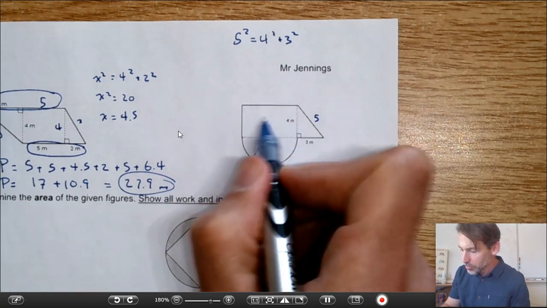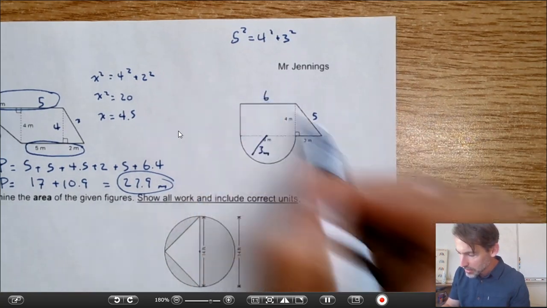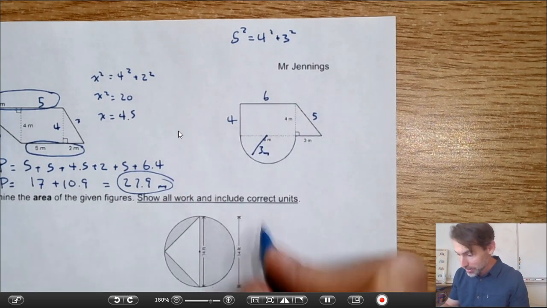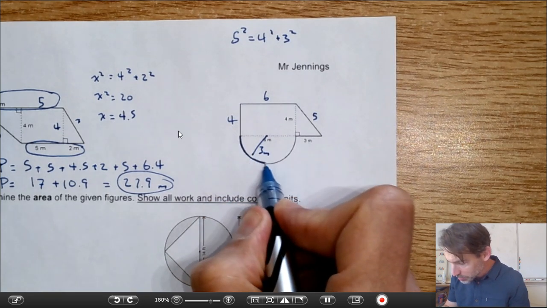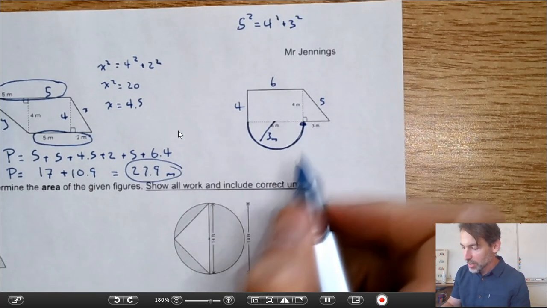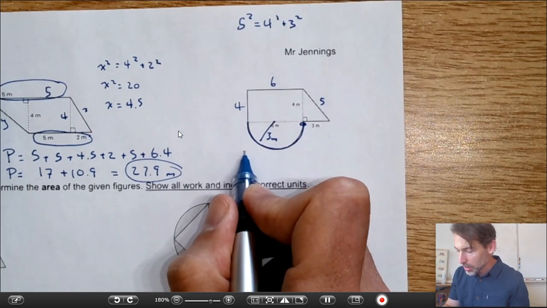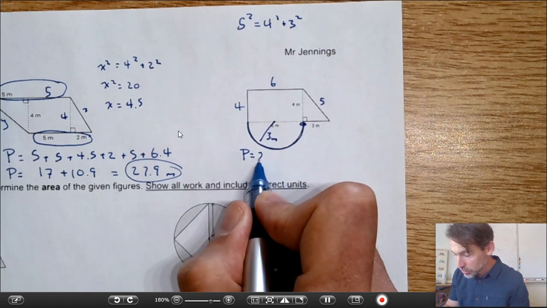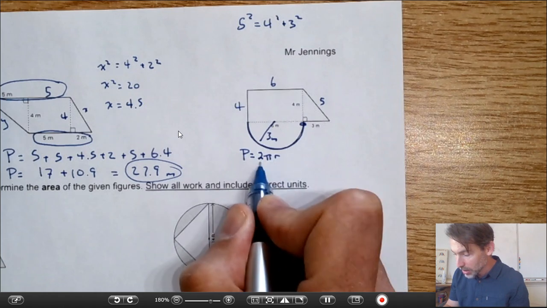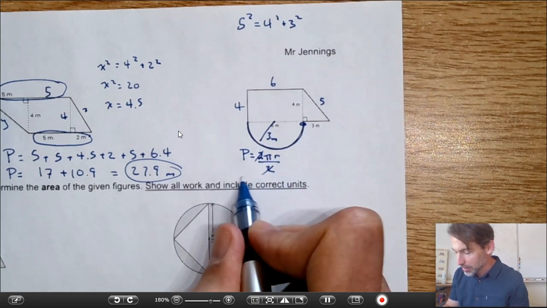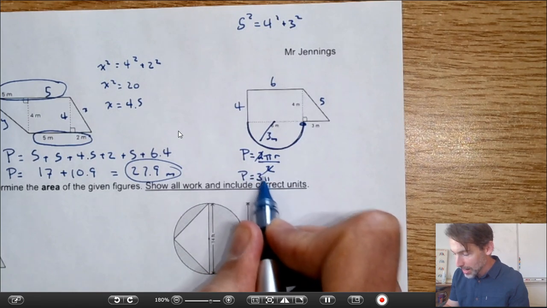Okay? But I do know that up here, this is 6, and this over here is 4. Now, for perimeter, I only add the outside bits, but I need to calculate this bit around here. How long is that? So, let's find that. The circumference of a circle is 2 pi r, but I only have a half of the circle, so I'll divide it by 2. The 2 cancels the 2, and so the perimeter of that bit is 3 pi.